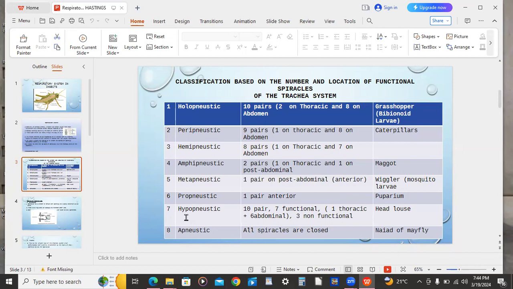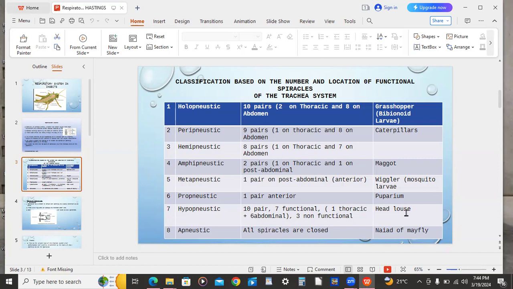Okay, the seventh one is the hypopneustic, which has 10 pairs. Now pay attention here. It has 10 pairs, 7 are functional and 3 are non-functional. In these 7 functional spiracles, 1 pair is found on the thorax, and 6 pairs of spiracles are allocated on the abdomen of an insect. The example of such an insect is the head louse.